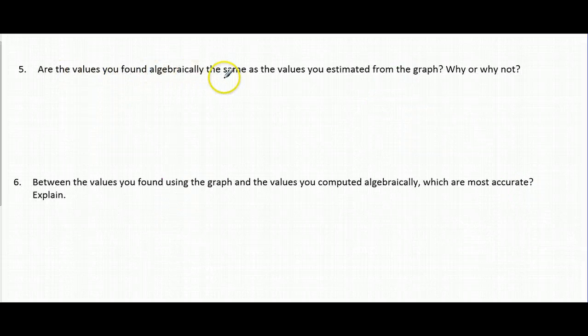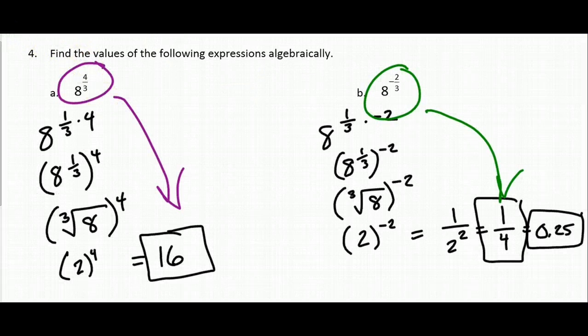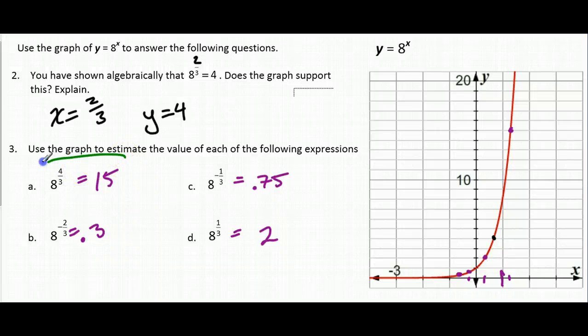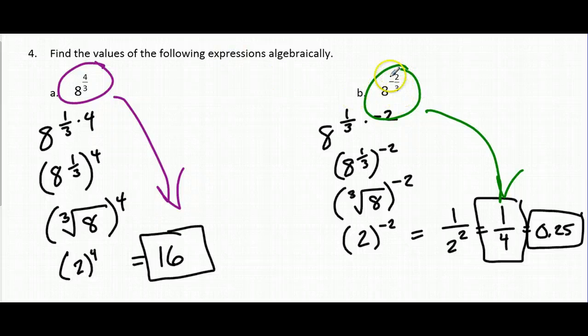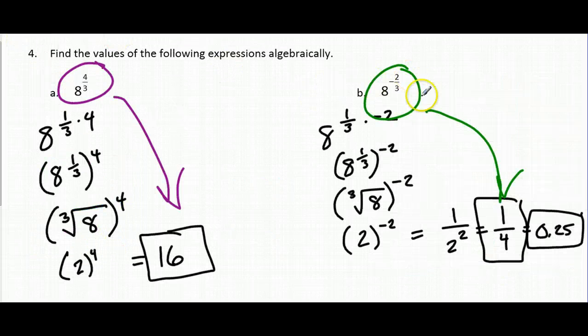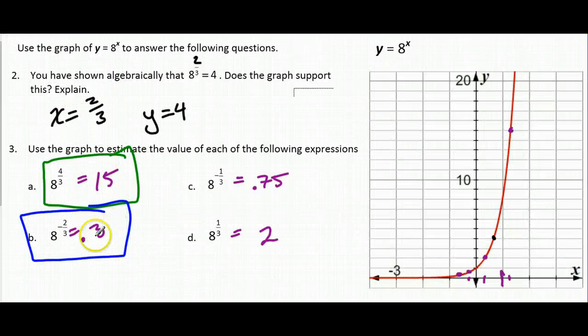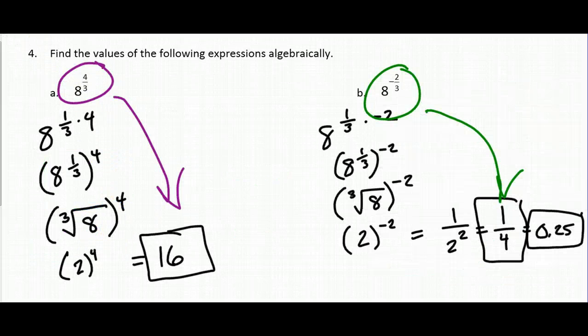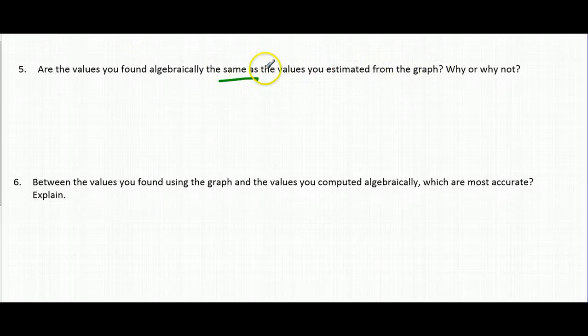So we said 8 to the 4/3 equaled 16, and 8 to the negative 2/3 equaled 1/4. Are the values you found algebraically the same as the ones you estimated from the graph? Let's go back and check. 8 to the 4/3 we said was 16. On the graph, we said it was about 15. They're pretty close. 8 to the negative 2/3 we said was 1/4, or 0.25, and we estimated it to be about 0.3. That was pretty close, right? Are they the same? No, but very close.